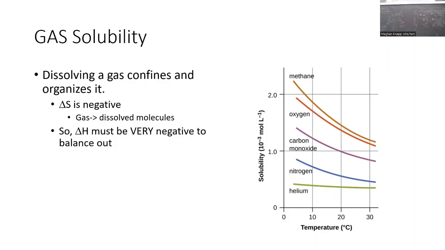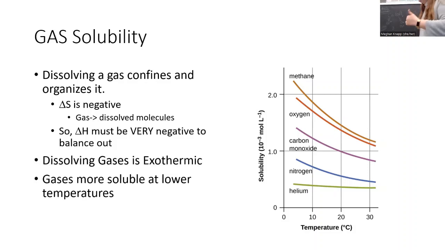All right. Okay, so we said dissolving gases is exothermic, and what this means is that gases are more soluble at lower temperatures. So you kind of instinctively know this because if you have, say, a 2-liter bottle of soda, you don't finish it, you want to save some for later, you don't leave it out, you put it in the refrigerator. Putting it in the refrigerator keeps that carbon dioxide dissolved in the soda. All right, are we good on this slide?